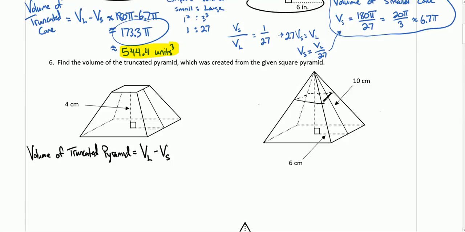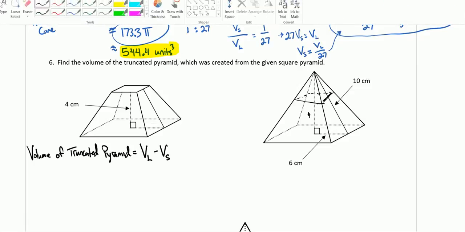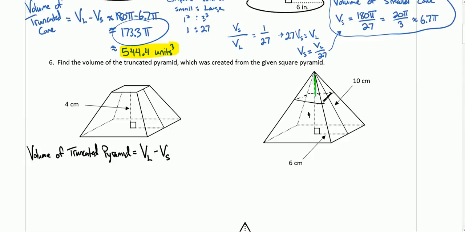What we do know is the height that's left over is 4, and we don't see the original height of this pyramid. But if you look at the part I'm going to highlight, you see a right triangle, which we can use to find the height of the large pyramid. So let's let h be the height of that large pyramid, and we know that h squared plus 6 squared is equal to 10 squared.